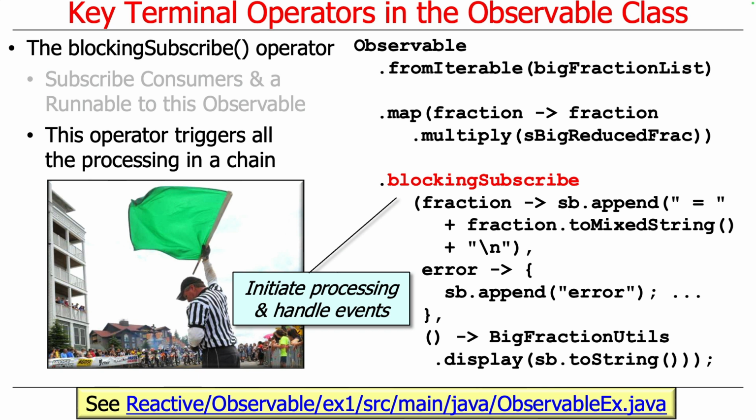Remember, the other thing that's important about blocking subscribe, as well as the other terminal operators like subscribe, is that it triggers the processing of all the other operators in the chain. So everything's lazy up until the point where the terminal operator is reached. That's very much like Java streams, so no real surprise there. It's kind of like reduce, or kind of like collect, and so on in Java streams. So this blocking subscribe call will initiate all the other processing and then handle the events that come through the various parameters that are passed.